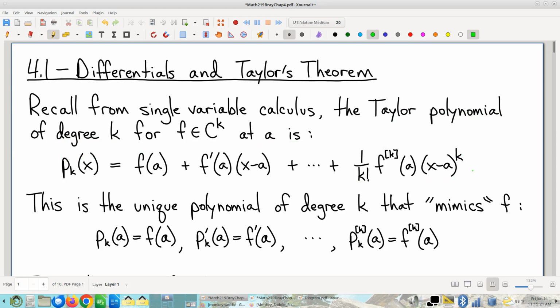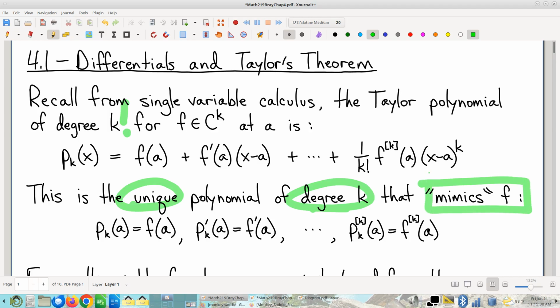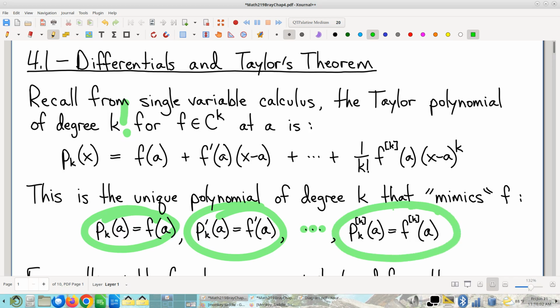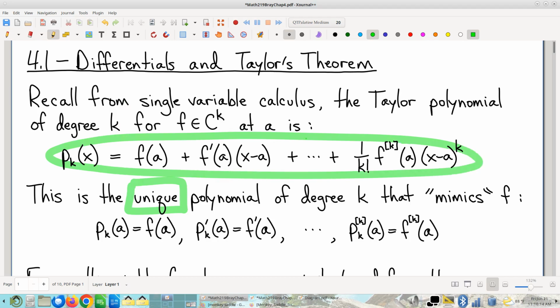What makes that useful? And the answer, there's different ways to say this, of course. My favorite way to say this is that this is the unique polynomial of degree K that mimics the function. Really, to put it briefly, this is the only polynomial of degree K that copies f in the following senses. It has the same value as f. It has the same derivative as f at the point a where you're basing your approximation. Same value, same derivative, same second derivative, third derivative, fourth derivative, etc., all the way up to the kth derivative. So for single variable functions that are appropriately regular, there will always be exactly one such polynomial, and this is it.